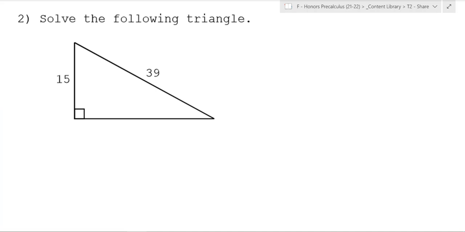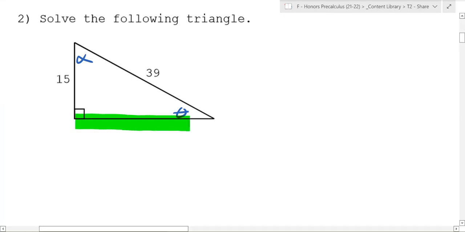On the second question, it asks us to solve the triangle, and that means find the missing side lengths and angles. So we'll call this alpha, and we'll call that theta. Those are 2 angle values. And then we'll call this down here, let's just call it b for base.